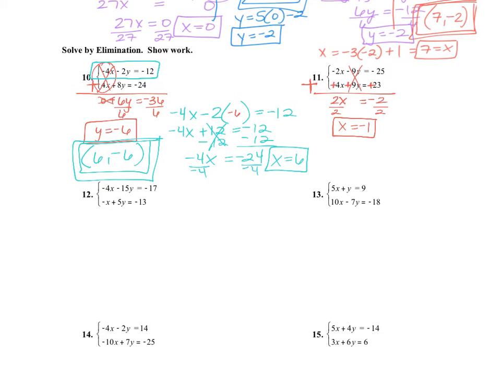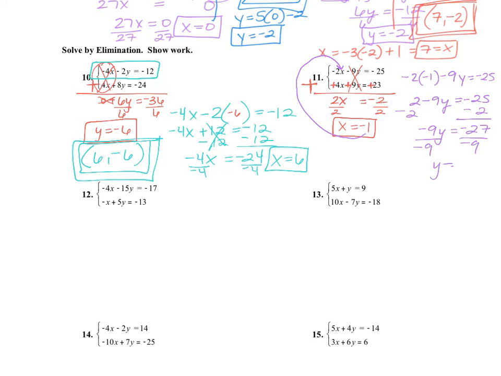Okay, and then we're going to plug that in. And again, you can plug it into any of them. I would probably just plug it into that top one right here. So it's going to be -2 times -1 minus 9y equals -25. So 2 minus 9y equals -25. We'll take away that 2. So -9y equals -27, and then divide by -9. So y is 3. So that means our answer is the point -1, 3.